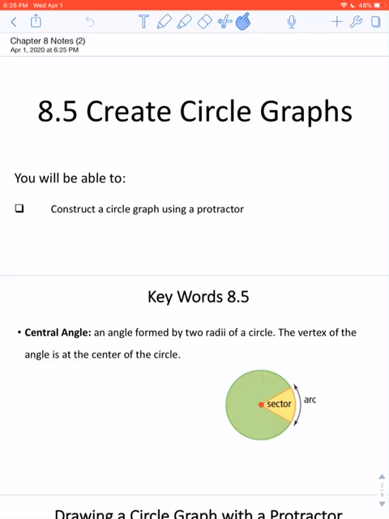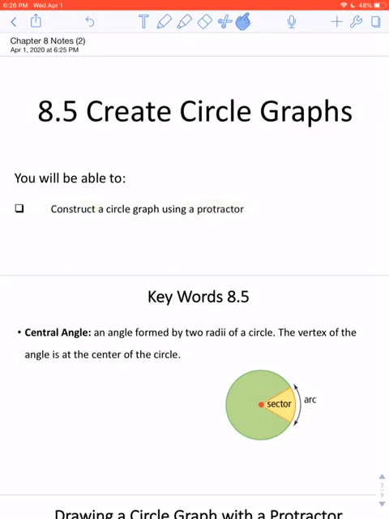Hey guys, so today we're going to be doing a lesson on creating circle graphs. Now you'll notice here it says to construct a circle graph using a protractor. Now I don't think I remembered to send you guys home with protractors, so we are actually going to skip the part where we draw the circle, but we're still going to go through the steps on how to figure out the values and the central angles.